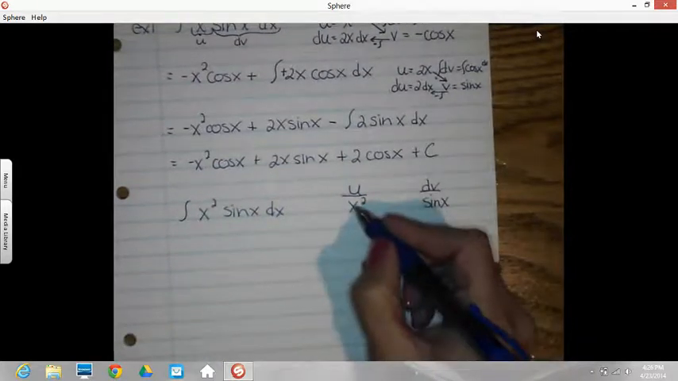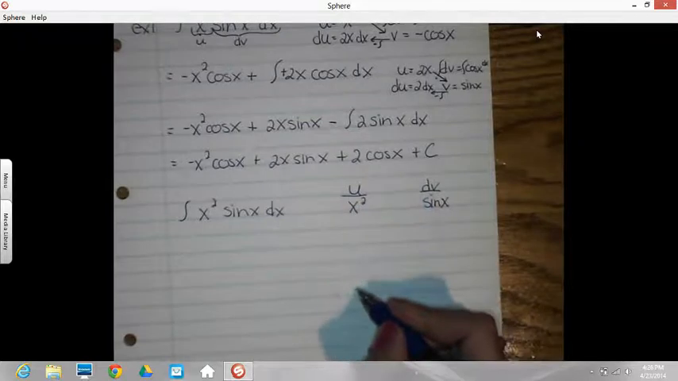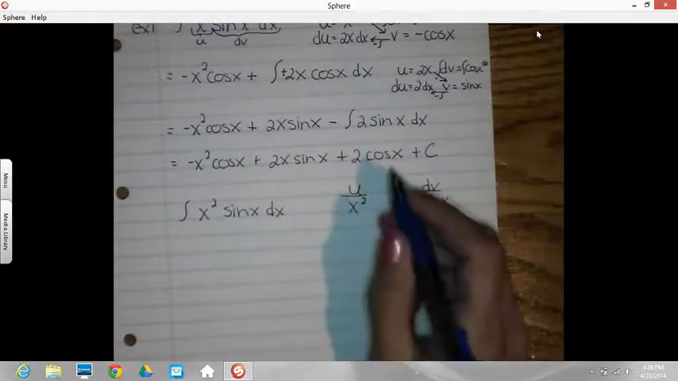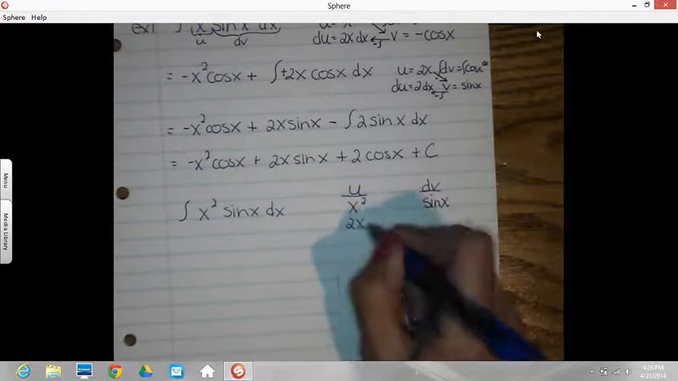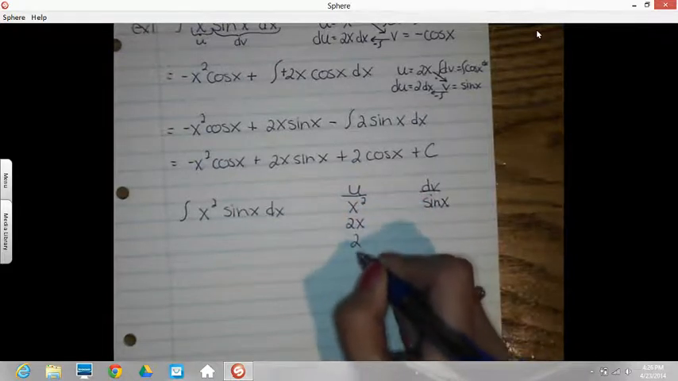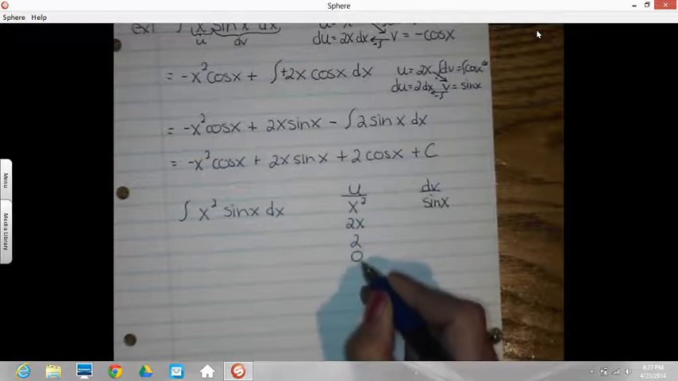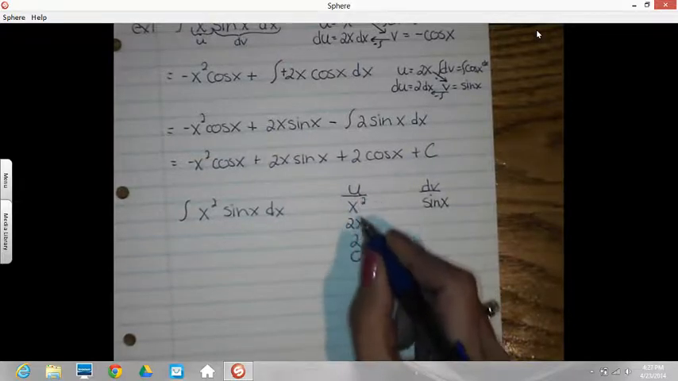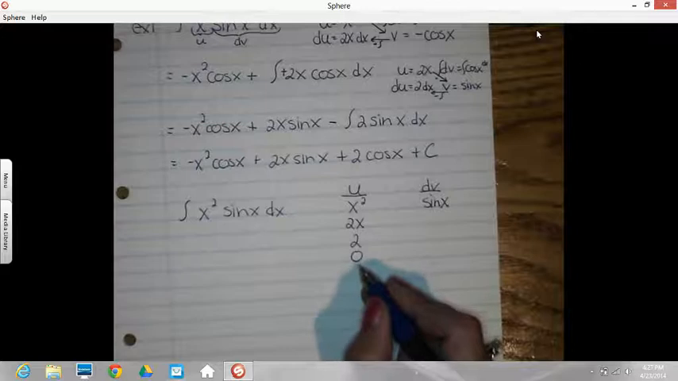I know I do derivative on the u term all the time. So the next derivative would be 2x. The next derivative would be 2. And the next derivative would be 0. I'm going to stop when I get to 0 if that keeps decreasing like this one did. So stop when you get to 0.